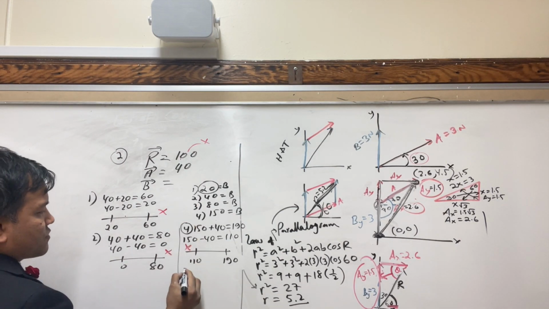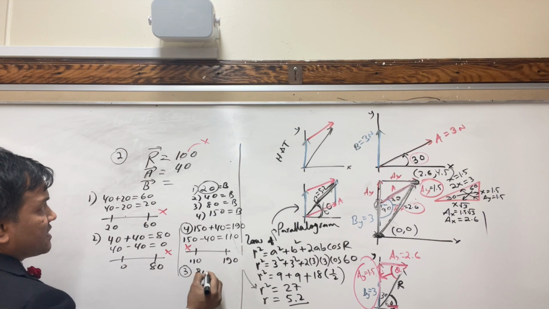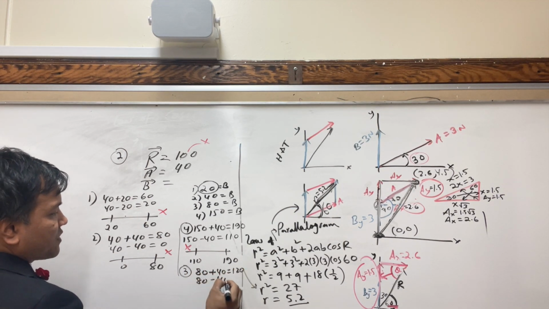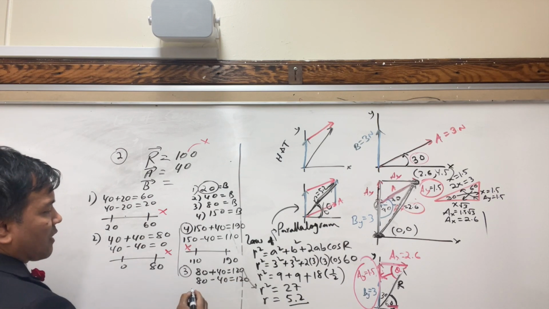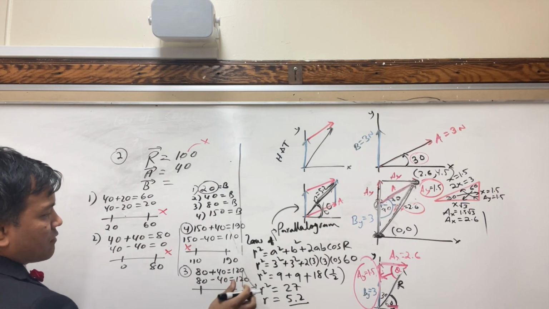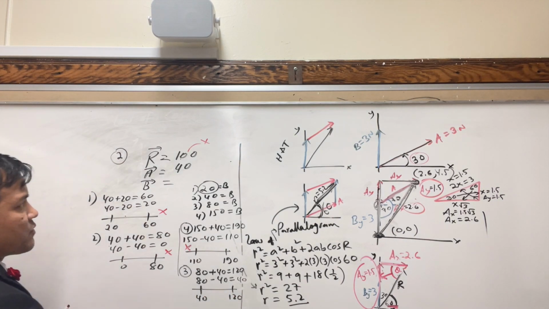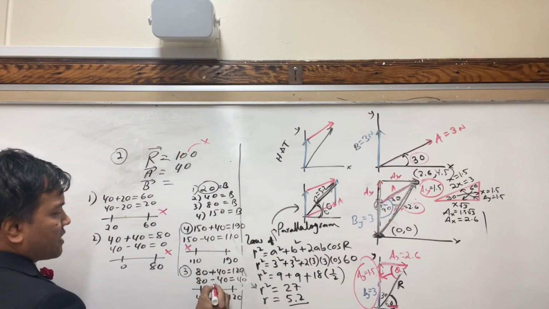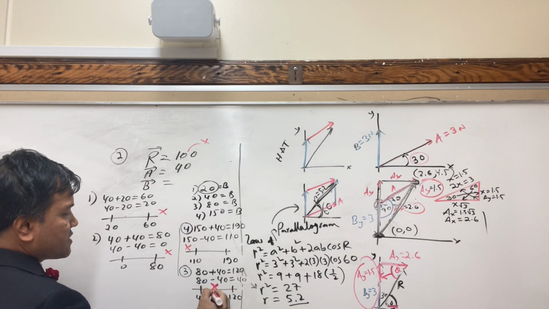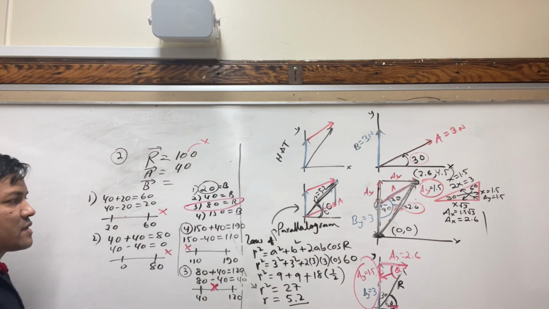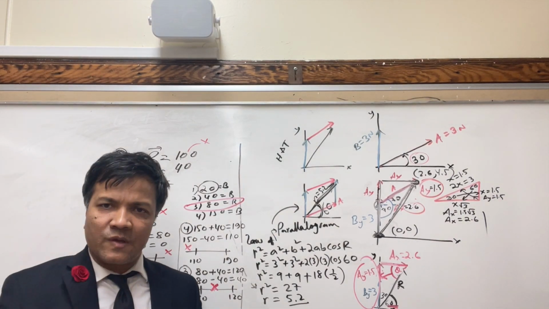Scenario 3: 80 plus 40 is 120, and 80 minus 40 is 40. So 40 and 120, and of course 100 is right here. So yes, this is the answer. And this is how you can find the answer when there is no angle given.